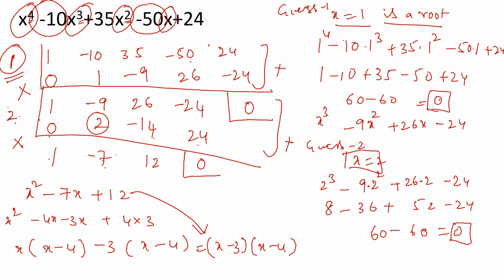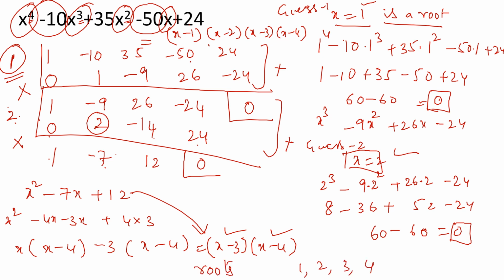And for the polynomial it is x minus 1, x minus 2, x minus 3 and x minus 4. This is the first root, this is the second root, and these are the two roots obtained by the quadratic equation. So x minus 1, x minus 2, x minus 3, x minus 4 are the factors. Roots are 1, 2, 3, 4. These are the roots of the given polynomial. Okay. I hope you understood.